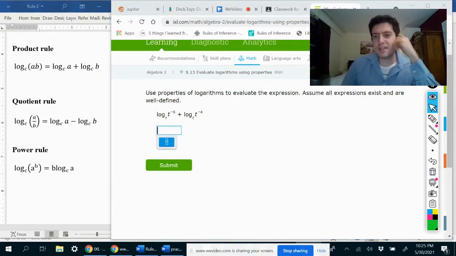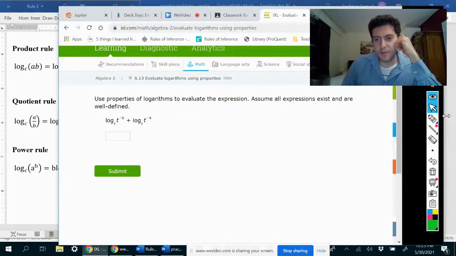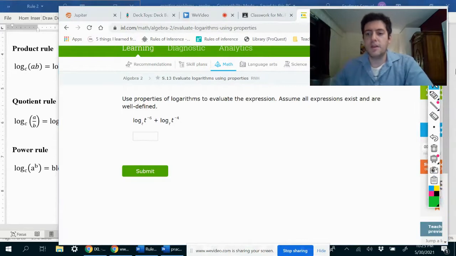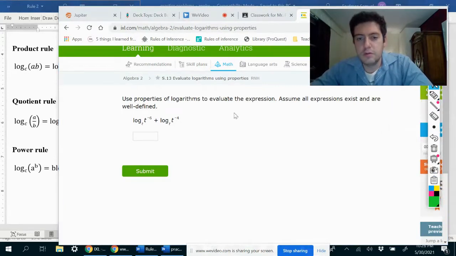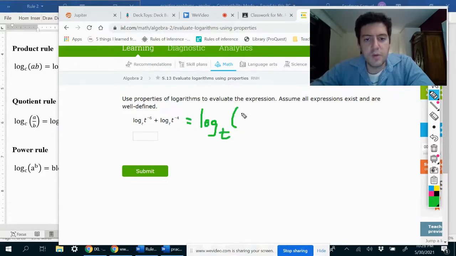Okay, it still hasn't given us any power rule ones. I'm really looking for a power rule one. I think as soon as we get to a power rule, then we can stop. This is very similar to the last few problems that we've done. We would be using the product rule.